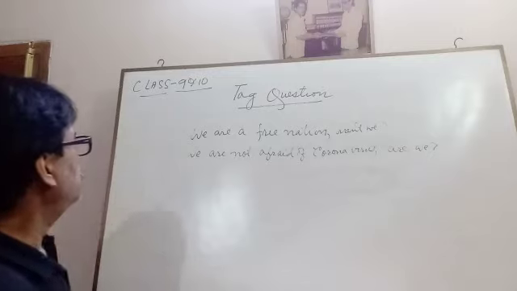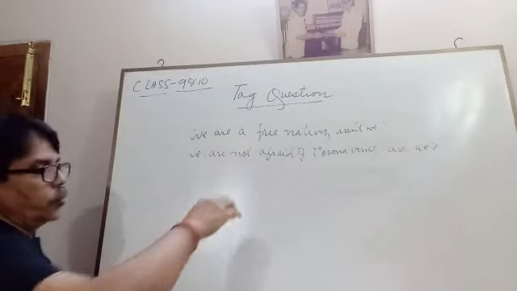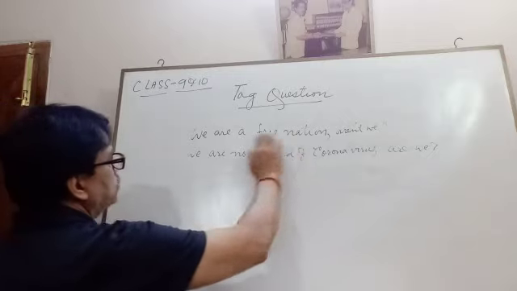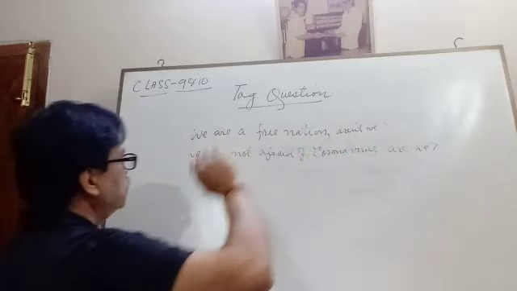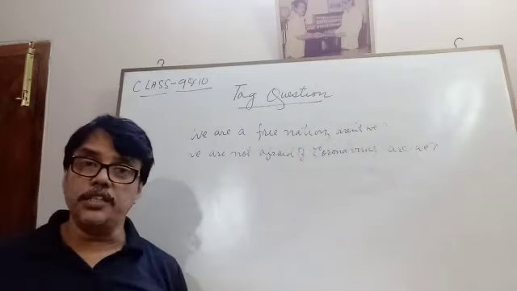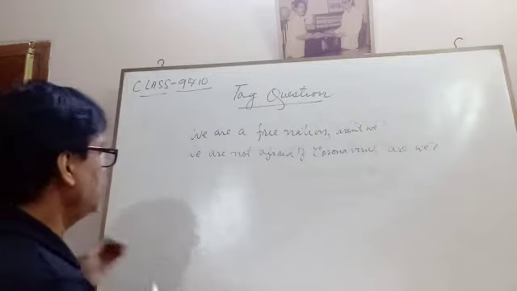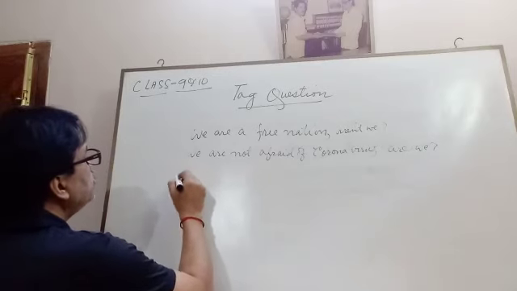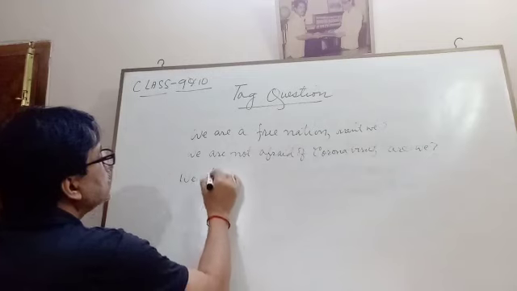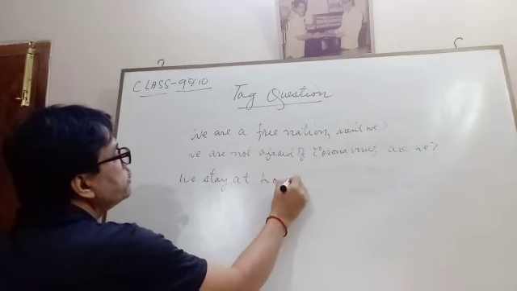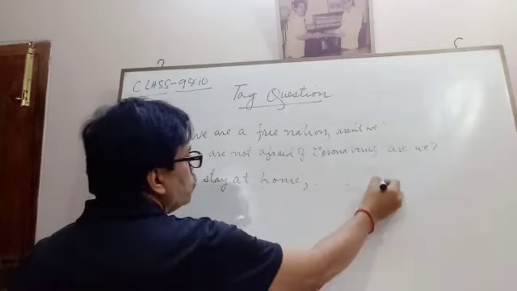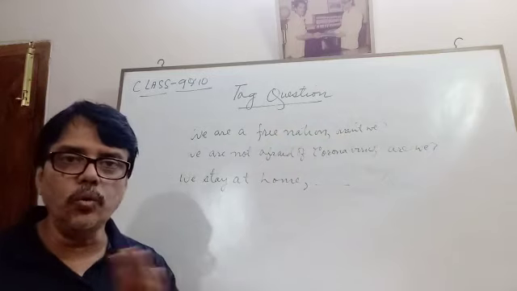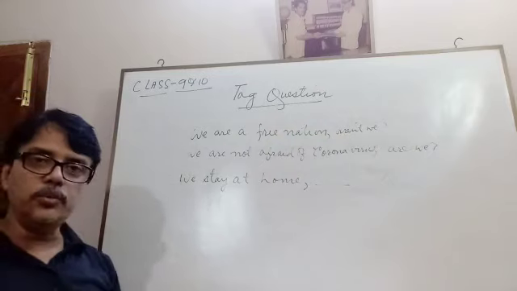You see, this is an operator. We can easily do the tag question, aren't we? But if there is no operator, I am giving an example. You see, we stay at home. In this sentence, there is no operator. How can I do that?